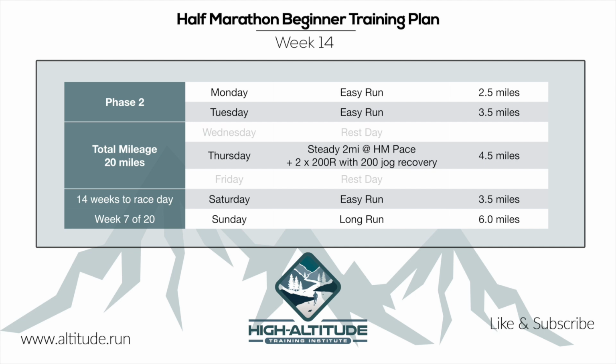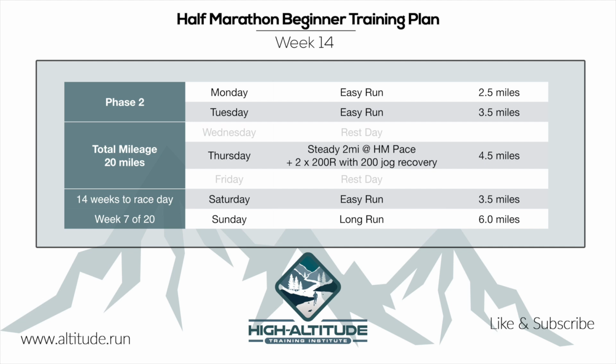And so here's what it's going to look like. Steady 2 miles at half marathon pace. That's pretty simple. We're going to warm up for a mile first, and then we're going to go for 2 miles at our half marathon pace. And when we're done, we're going to take a little bit of a break and then get into the rest of the workout. The rest of the workout is going to be 2 times 200 meters at repetition pace, which is going to be pretty fast. And then we're going to do 200 meters of rest in between.